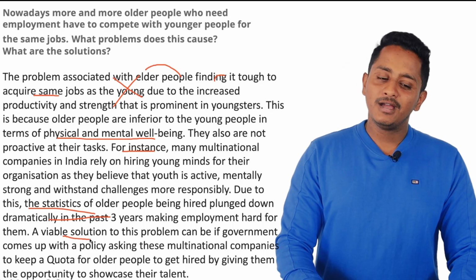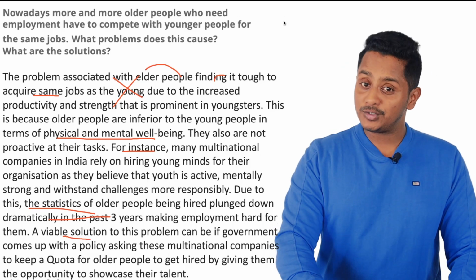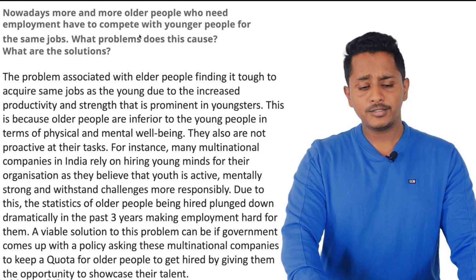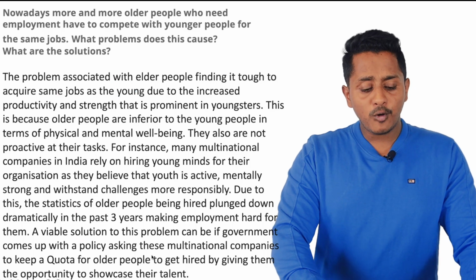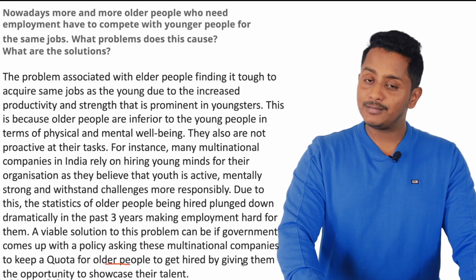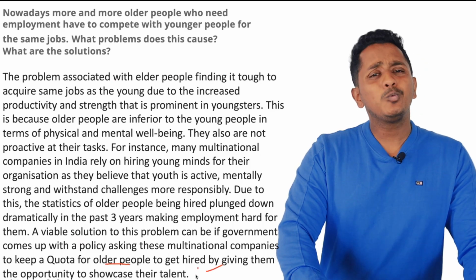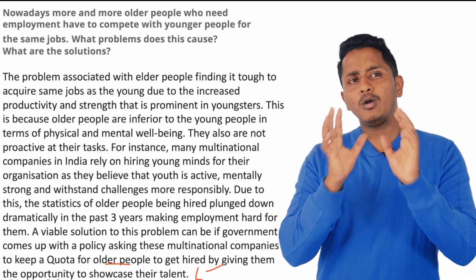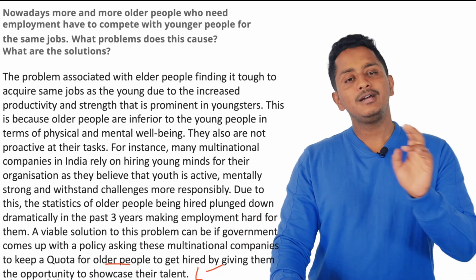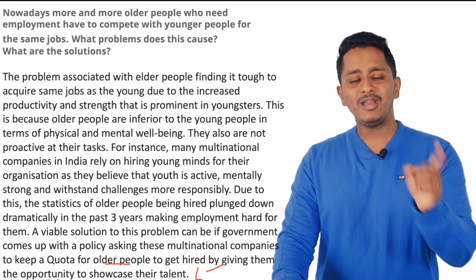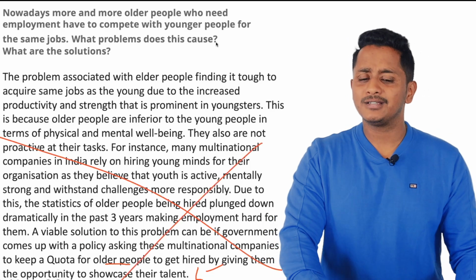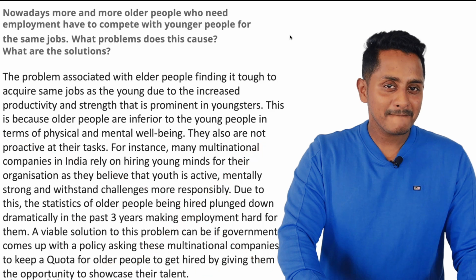Definitely no. It is not just the ideas, it is the coherence, cohesion, the representation. Remember this. A viable solution to this problem, let us read, can be if government comes up with a policy asking these multinational companies to keep a quota for older people to get hired by giving them the opportunity to showcase the talent. In one line, never write a solution. Whatever you write, you need to write a supporting idea and an example. Example in at least 3 sentences, supporting idea 1 or 2 sentences, 1 line solution. As a result, no marks for the 6.5 directly, not 7, or could be less than that. Hope you are getting it.